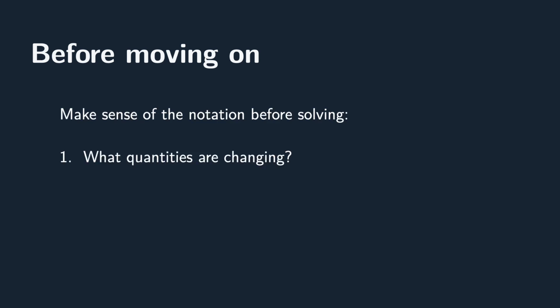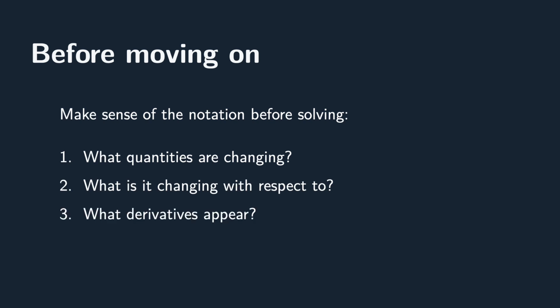To recap, before working with a differential equation, it helps to slow down and make sense of the notation. Ask what quantity is changing, what it is changing with respect to, and what derivatives appear. Once you know what the quantity depends on, the distinction between ODEs and PDEs becomes much clearer. One independent variable means an ODE, while more than one independent variable means a PDE. The main habit is to understand what the equation is telling you before trying to solve it. That gives us the foundation we need for working with dynamic systems later.